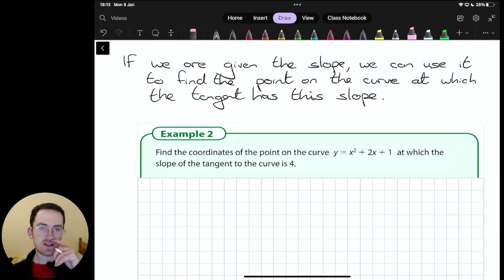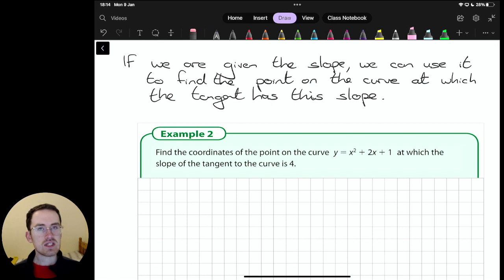And if we are given the slope, we can use that to find the point on the curve for which the slope of the tangent will be equal to what we're given. So when we talk about the slope of the curve, that idea of slope of the curve and slope of the tangent to the curve, they're kind of the same idea, because that's where the slope of the curve originates from, I suppose. So we're relating these two things in our head.